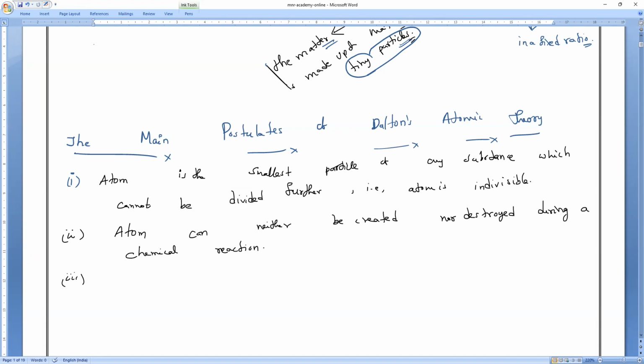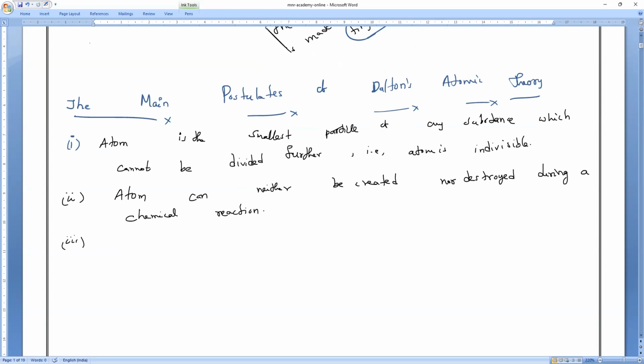Clear, everybody? Next thing. So you can see, if I take for example oxygen gas, the third point. I have taken oxygen gas. So what is the third postulate of Dalton's theory? If I take oxygen gas, is every oxygen particle similar or different? If I take one cylinder of oxygen gas, will every atom be similar or different?